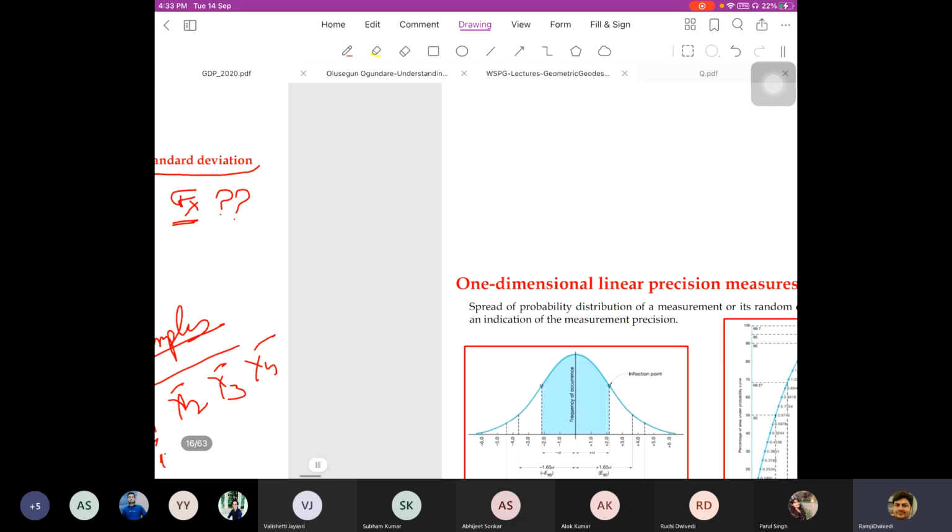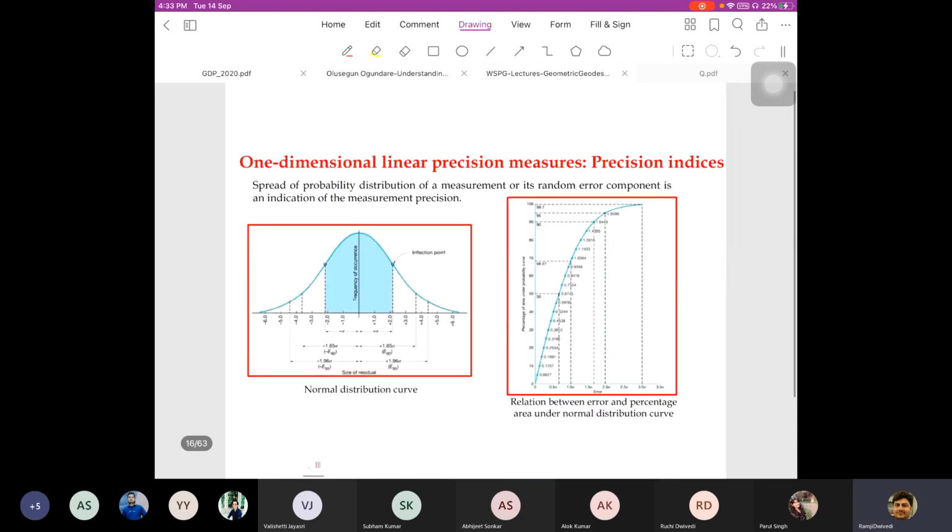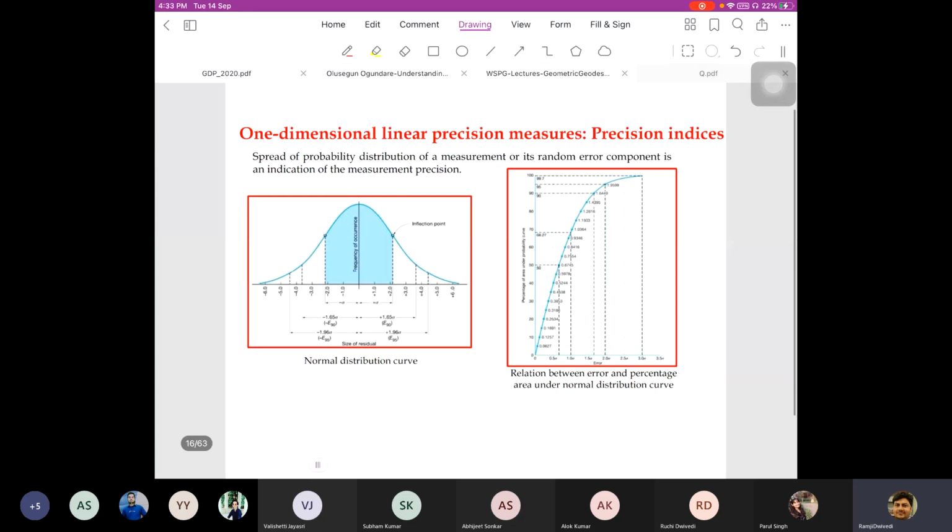Next. So one-dimensional linear precision measures, which we call precision indexes, I think there is no need to revise it again. We all know what we are asking, but it is one-dimensional. Please remember, we are talking about one-dimensional linear precision.